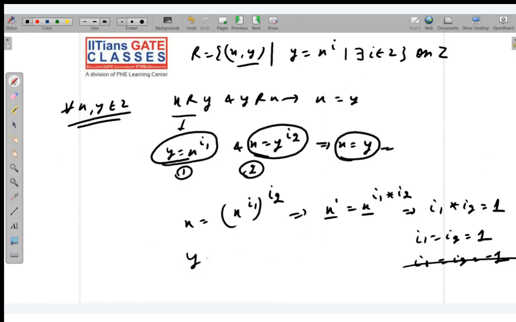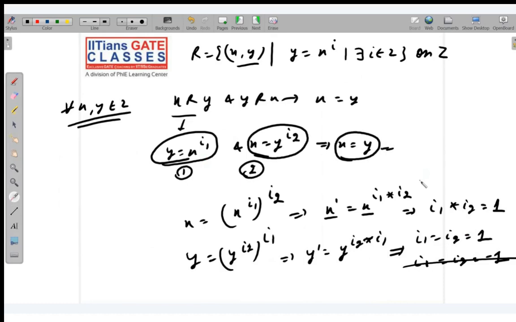So y is equal to x power i1, and x is what? y power i2. So y power i2 power i1. Is it okay? Yes, sir. So finally we will get y power 1 is equal to y power i2 multiplied by i1. Same scenario, same thing. We will cancel this and finally we will get this only, and this means x should be equal to y.